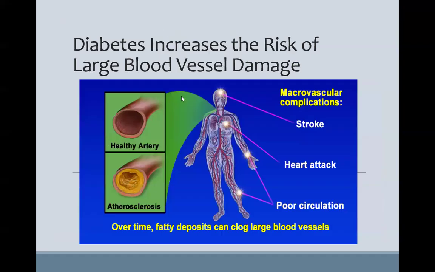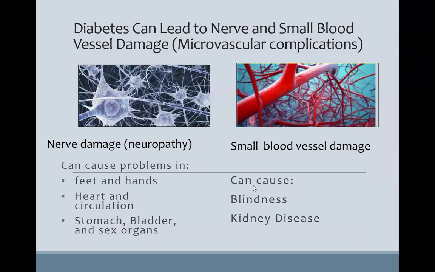There is an increased risk for large blood vessel damage. So heart arteries, this is a healthy artery, this is atherosclerosis, but macrovascular complications mean higher risk for stroke, heart attack, general poor circulation, which of course can lead to other problems. Microvascular complications are going to be more nerve damage, so we call that neuropathy, small blood vessel damage that can cause blindness or kidney disease in someone who's been very sick with diabetes for a long time and it's uncontrolled.